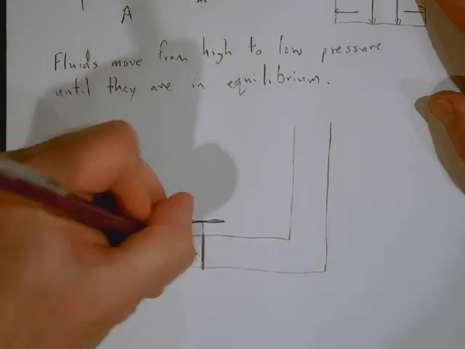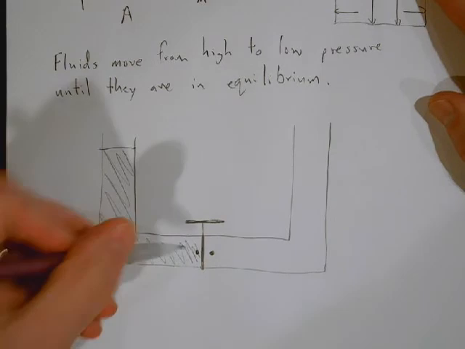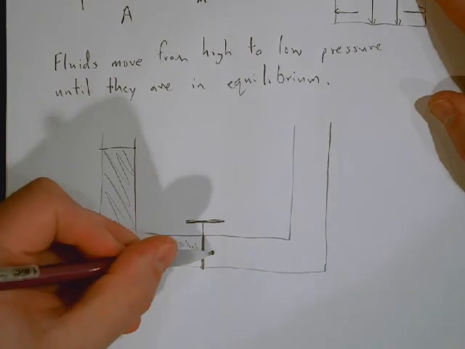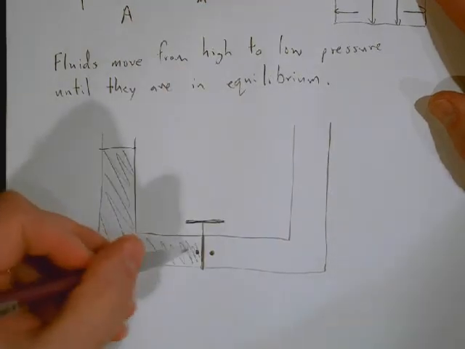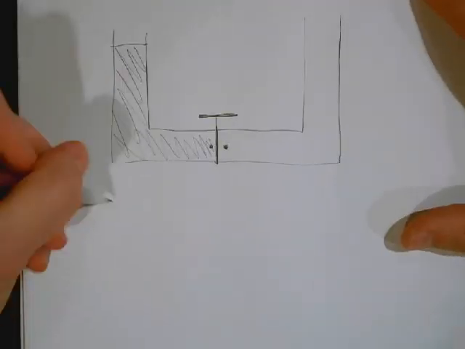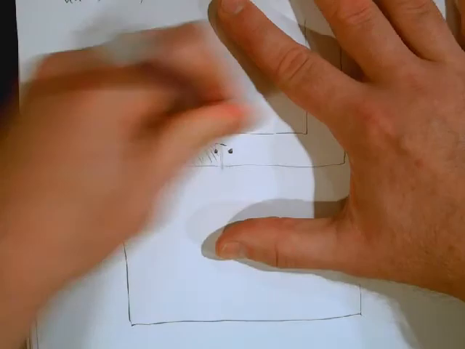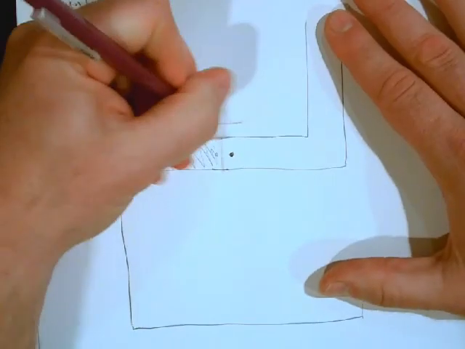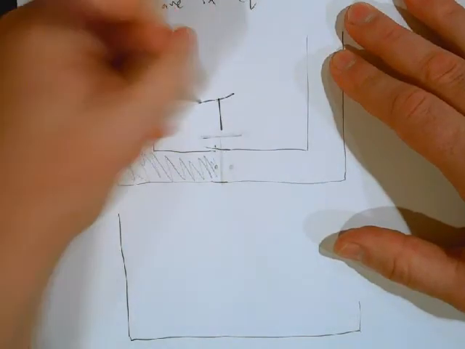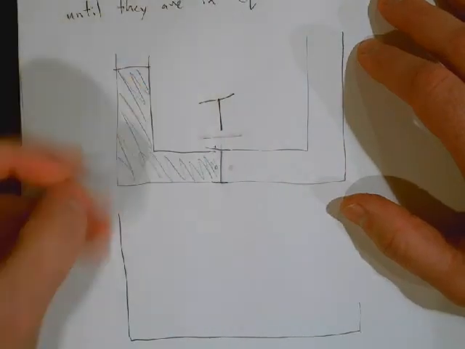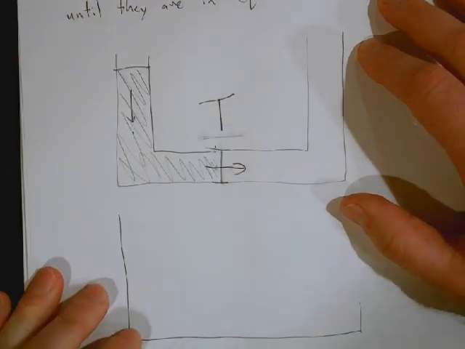If you think about right here versus right here, this has a higher pressure and this is going to be a lower pressure, so the fluid's going to move this way. Actually, let's just do it this way since I've got a pencil. Look, I took it away. Pretty cool, huh? If I take that away, now what's going to happen? Here's my stopper out, and this fluid is going to move this way.